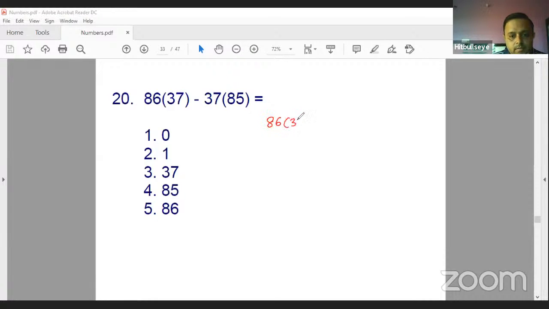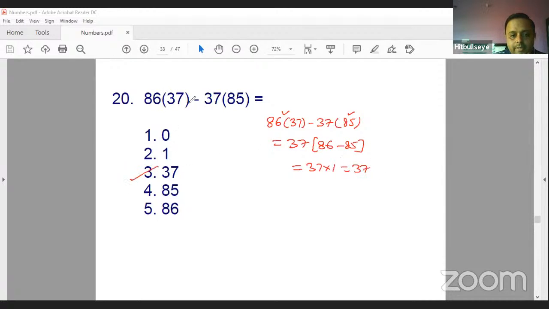86 into 37 minus 37 into 85. Just take 37 common. You will get 86 from the first part, 85 from the second part. So you will get 37 into 1. Answer has to be 37.